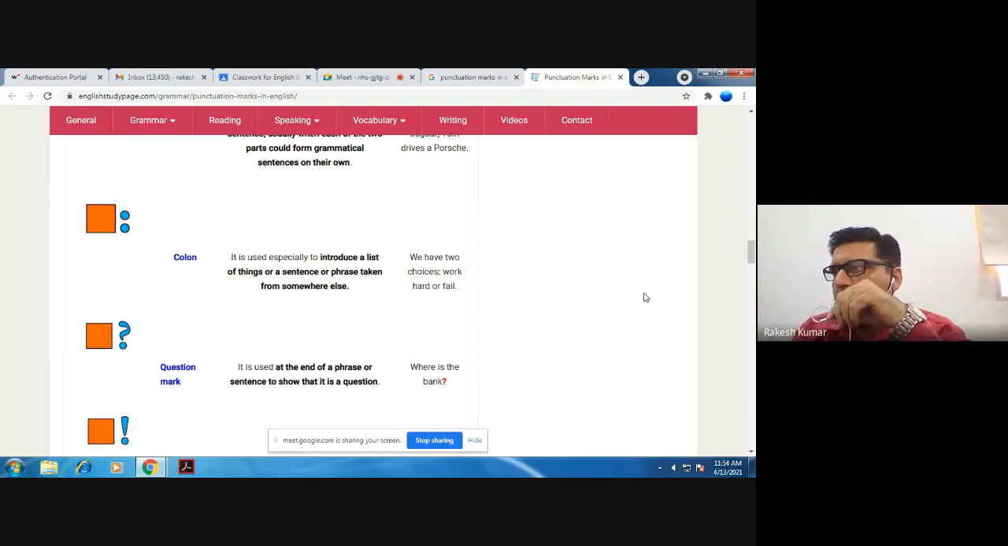The example is clearing everything. We have two choices: work hard or fail. So in one sentence, we have two choices, and what are those choices? To explain those two choices, we are supposed to apply a colon. With the help of the colon, you can write down: work hard or fail. So there is an option between two things. You want to fail or you want to work hard. When writing, you cannot just write it in one sentence. We are supposed to apply a colon in between.